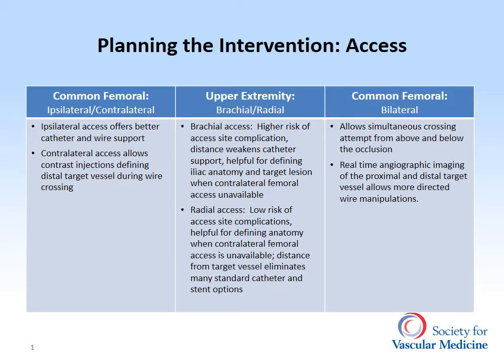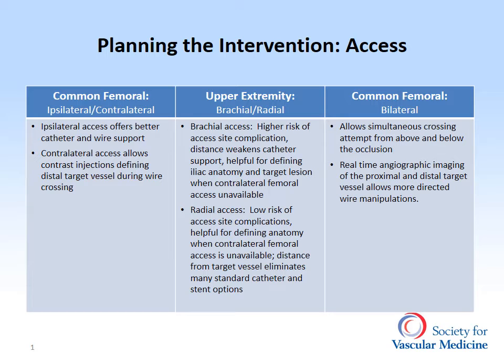Brachial artery access is associated with a higher risk of access site complications when compared with radial artery access or common femoral access, and the distance from the iliac arteries weakens catheter support. However, this approach may be helpful for defining iliac anatomy and target lesions when contralateral femoral access is not available.